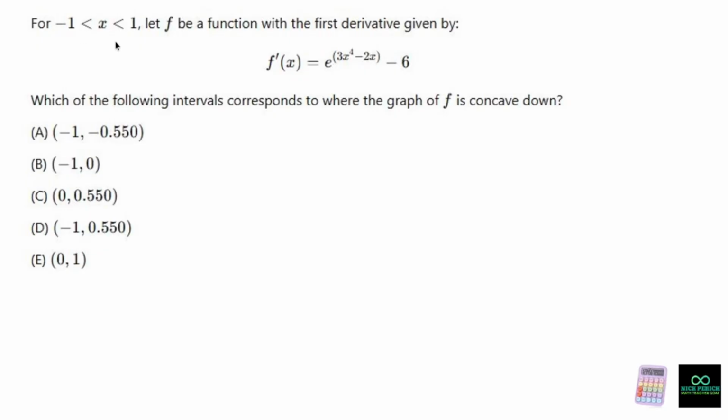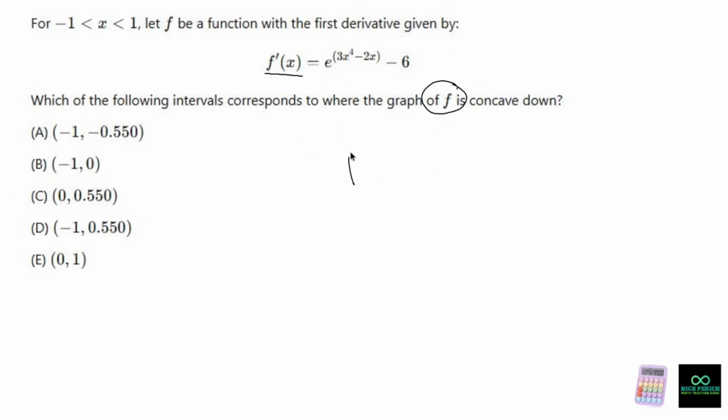For -1 ≤ x ≤ 1, let f be a function with the first derivative given by f'(x) = e^(3x^4 - 2x - 6). Which of the following intervals corresponds to where the graph of f is concave down? Well, we have f, and we have f prime. F prime is going to give us some equation.